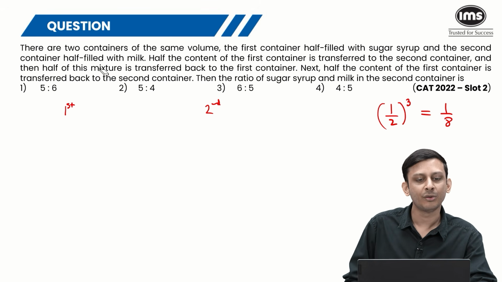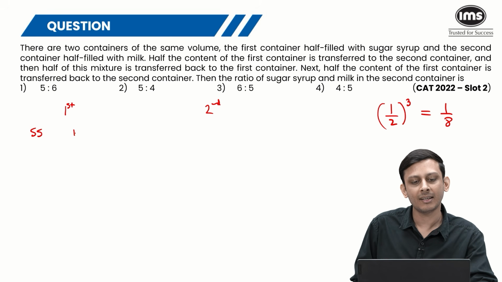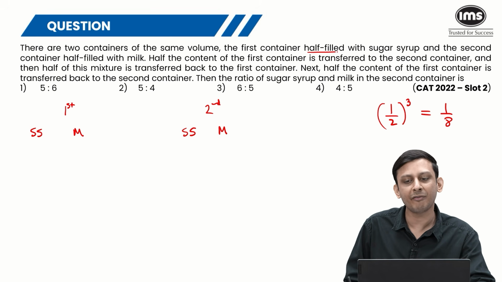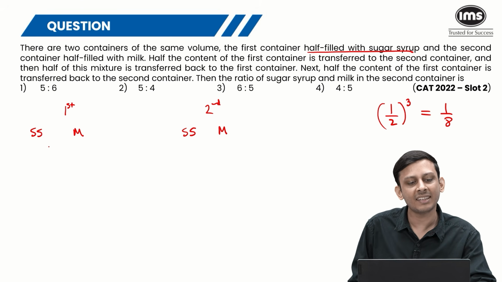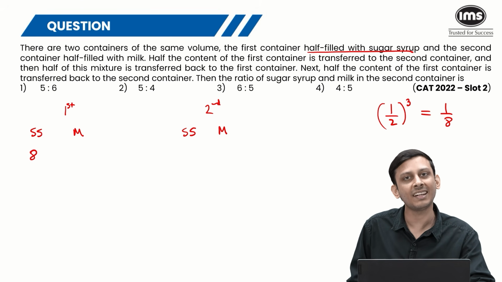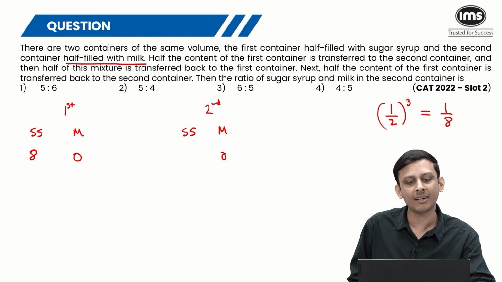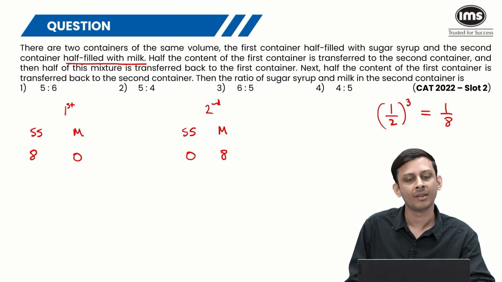Let's start. So now, sugar syrup and milk in both the containers. The first container is half filled with sugar syrup, so let's say that sugar syrup is 8 here. Total of course will become 16, but that doesn't matter. So sugar syrup 8 and milk 0. And the second container is half filled with milk, so milk will be 8 and sugar syrup 0.